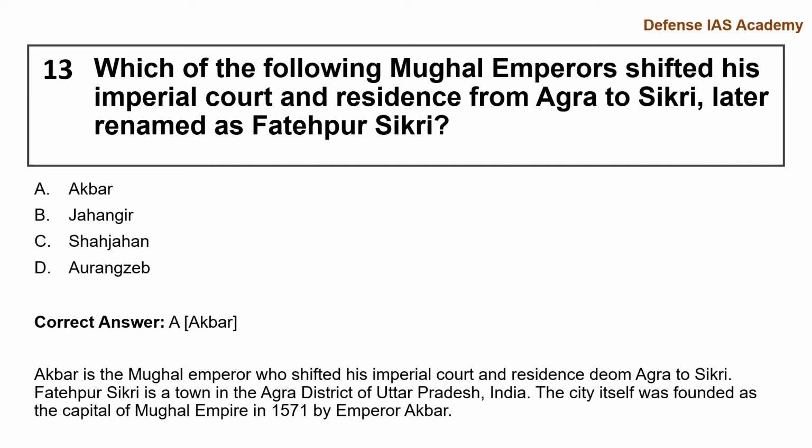And Fatehpur Sikri is a town in the Agra district of Uttar Pradesh, India. The city itself was founded as the capital of the Mughal Empire in 1571 by Emperor Akbar.